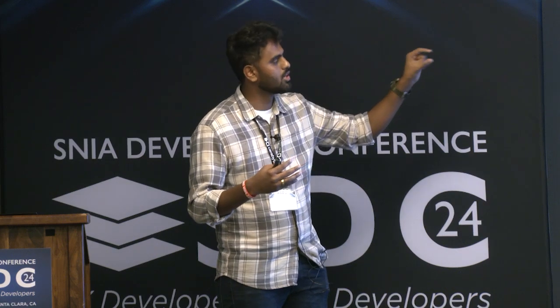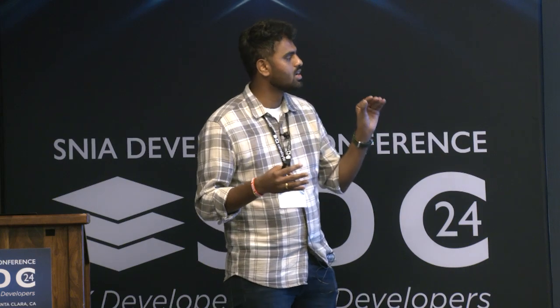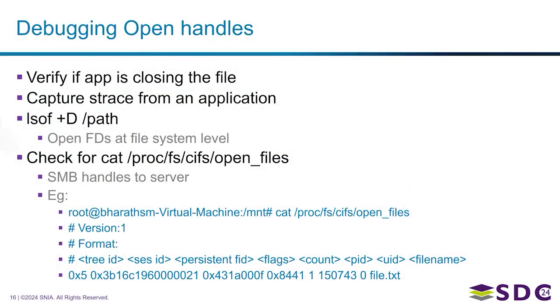If it does, then we can also check lsof to check if there are any open files. If say there is no leak at the application, then the other place to check is if there are any leaks at the cifs Linux client level, and we have a procfs file called open files, which tells about the files which are open here, and it also tells about the session ID and process ID which is keeping it open. This is generally useful.